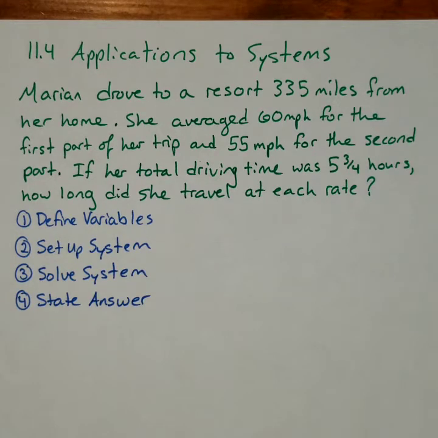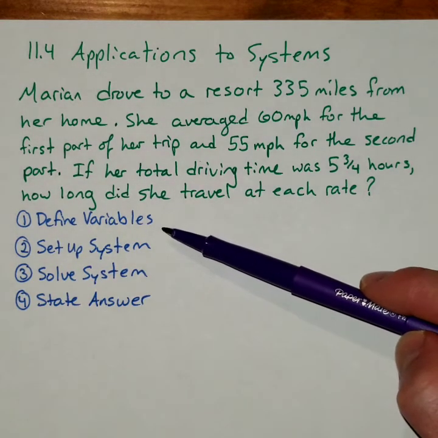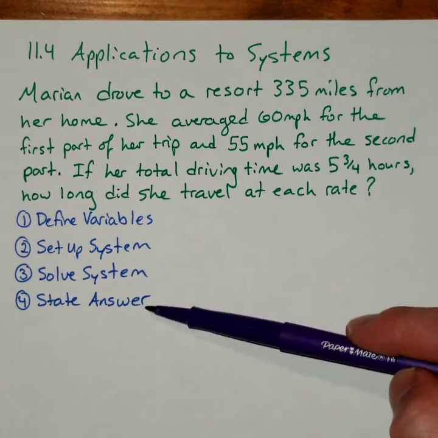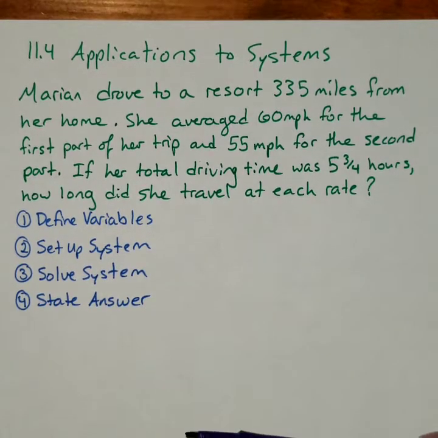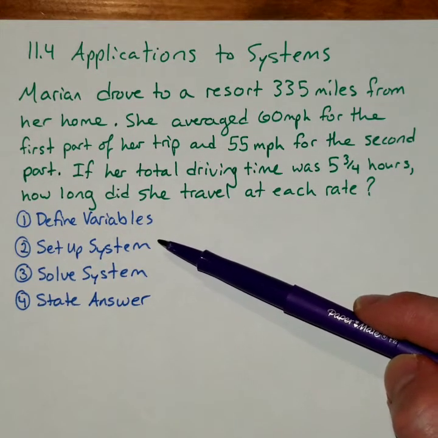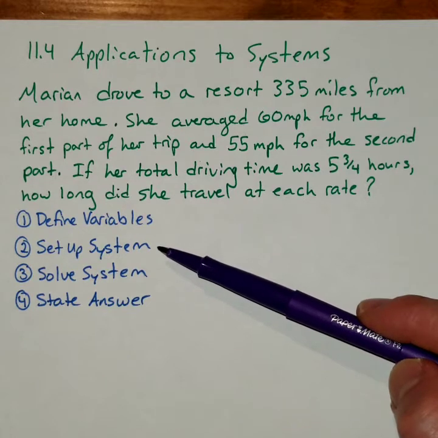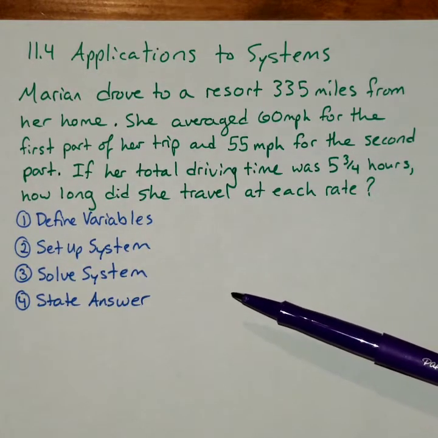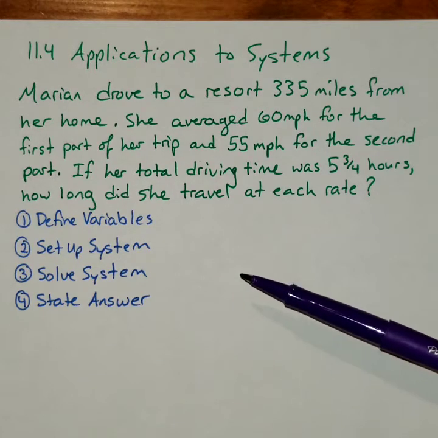And remember the 4 steps that I have to solve an application problem like this: define the variables, set up the system, solve the system, and state your answer. So we're going to start by defining the variables, and it's very important here not to get lazy with this, but to write it out every time. It's going to help you to organize your thoughts, and it's going to give you a nice starting point.